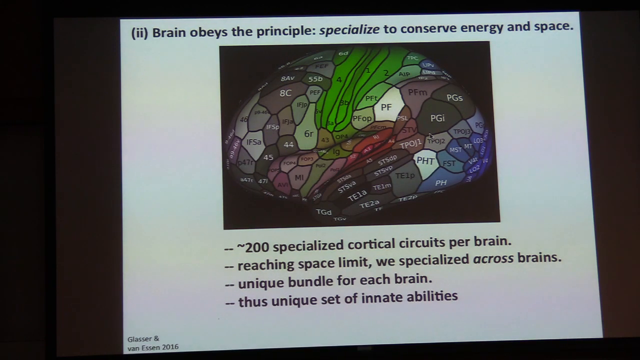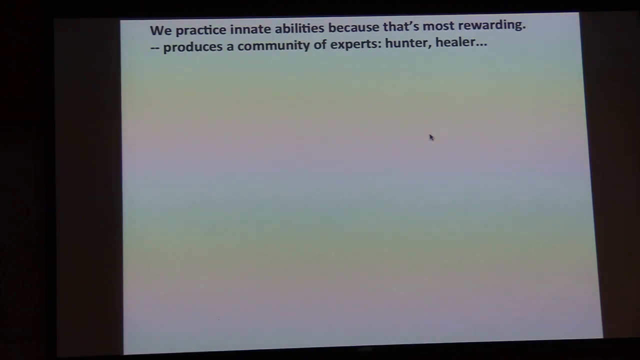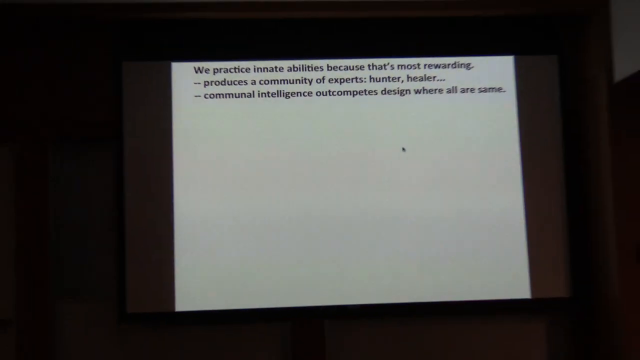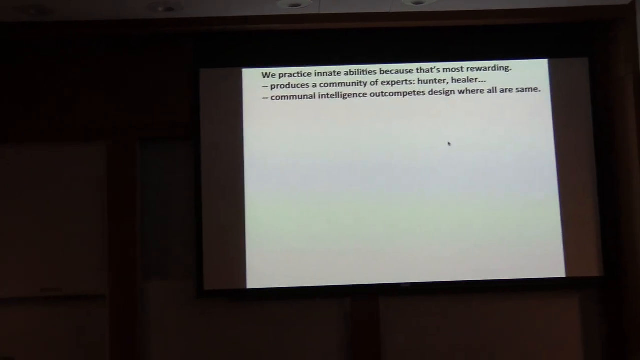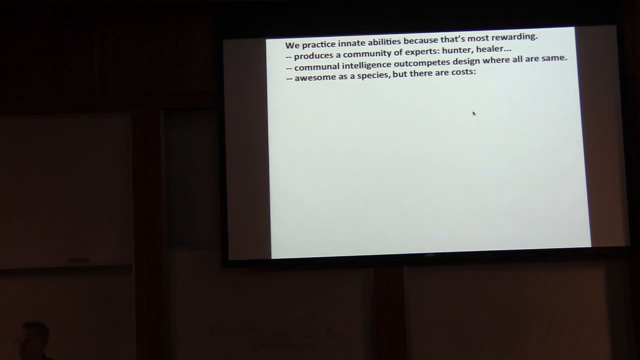And of course, you practice what you're innately good at, because that's the most rewarding thing. You know, if you're a musician, you play your music. If you're an athlete, you do that. And so this produces a community of experts: a hunter, a healer, a navigator, and so on. And this communal intelligence outcompetes a design where everybody in the community was the same. You know, there's just no question about it. And this makes us awesome as a species, but it creates certain problems.